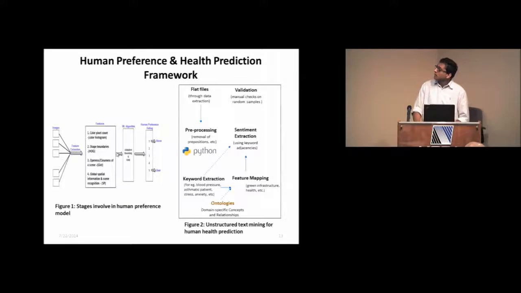On your right-hand side, there's another framework which we have come up with. This is still at an initial stage. It's for predicting human health, how human health is associated with green infrastructure and human preferences. There's a difference between human preferences and human health. So we are looking at a text mining approach. This is a typical sentiment analysis. We will be using the Natural Language Toolkit from Python to do some feature mapping of those sentiments, keywords like blood pressure, asthmatic, stress, anxiety, those kinds of feature extraction.